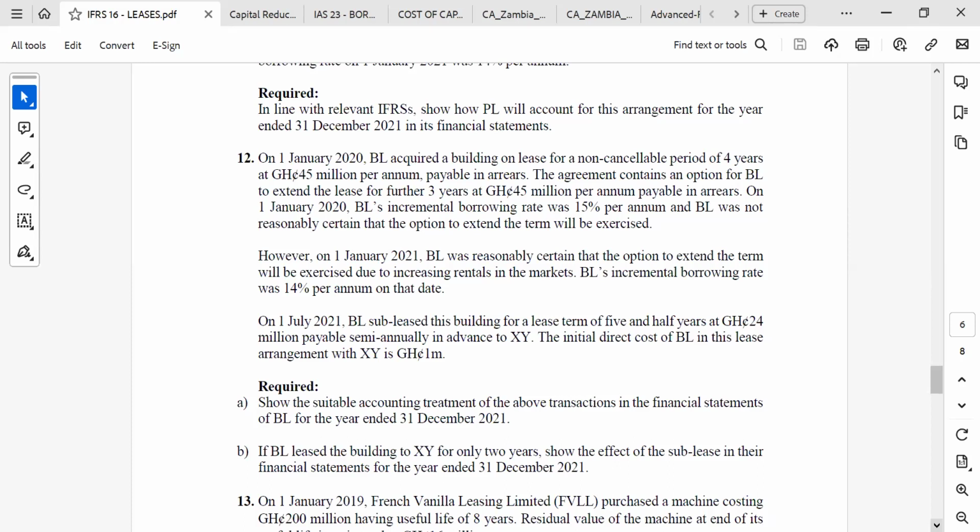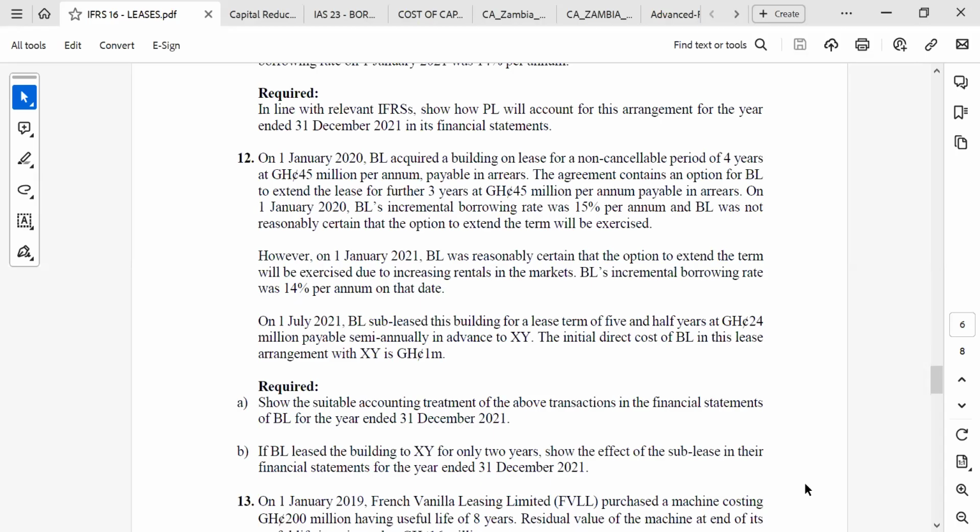So let's look at this question. Very simple. All right. So we have question number 12. How do we go about it? So say your mind before we move on. In the first year, what will be the lease period?